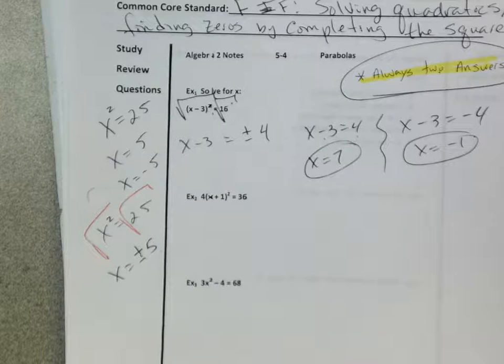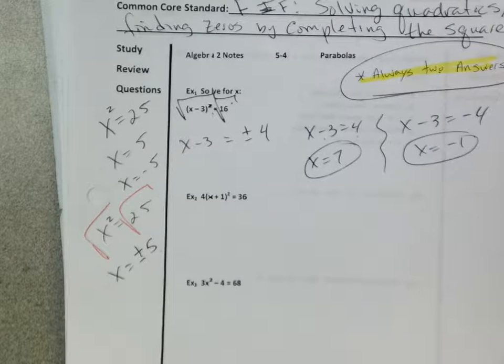So 7 makes sense. The negative 1, if I put a negative 1 right there, negative 1 minus 3 is a negative 4, but a negative 4 squared is a positive 16. So both answers work, right? So you agree, two answers, right? Everybody agree with that? Okay, let's do the next one.